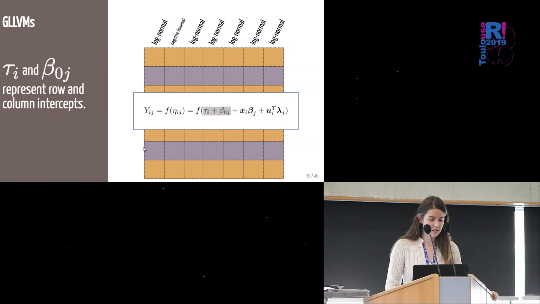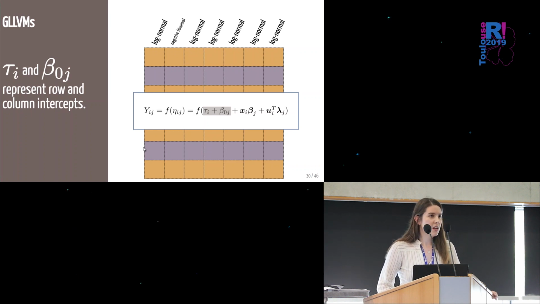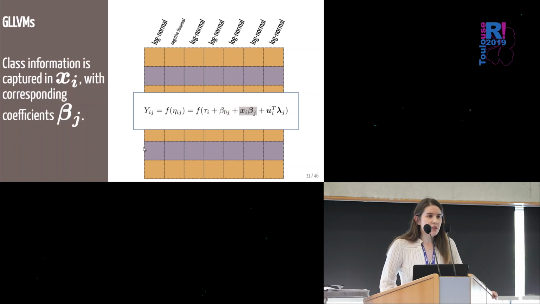So how do we do this? We have tau i and beta naught j, which represent column and row intercepts. Class information is captured in x i with corresponding coefficients beta j. So we can think of our predictors as being the class.